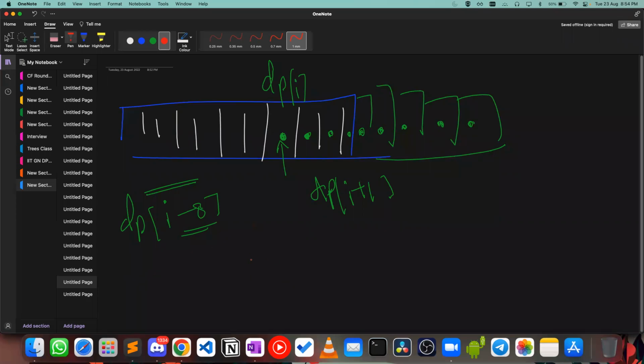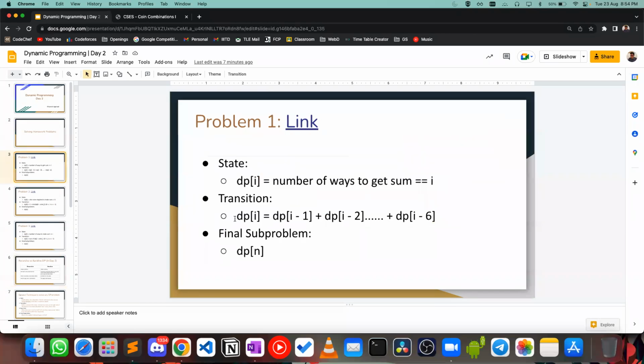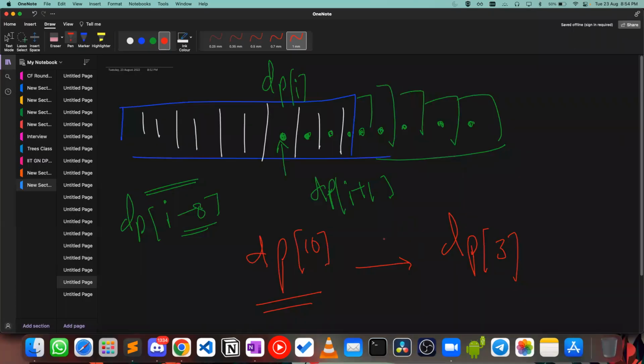Once I reach, let's say, I am looking at DP of 10. Can I release the memory of DP of 3? Do I need DP of 3 to find DP of 10? Look at this transition. DP of I is equal to DP of I minus 1, I minus 2, and so on up till I minus 6. I don't need DP of 3 to calculate DP of 10.